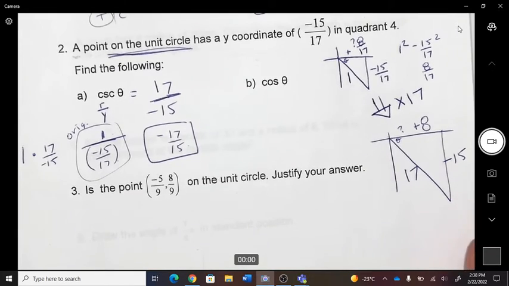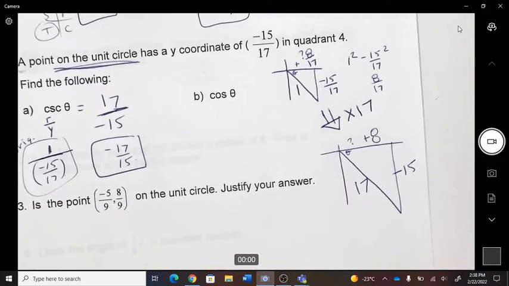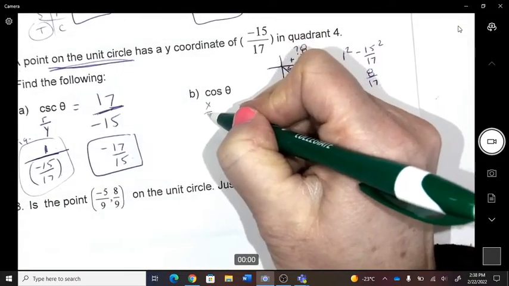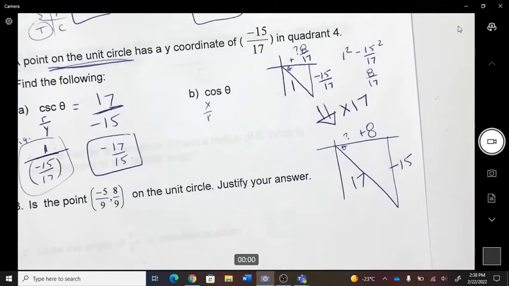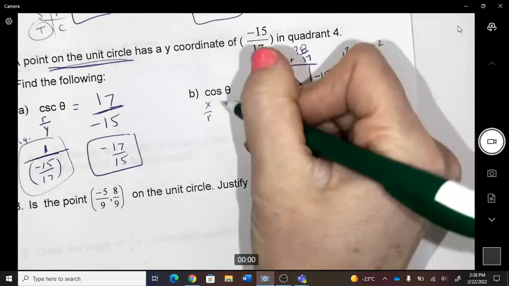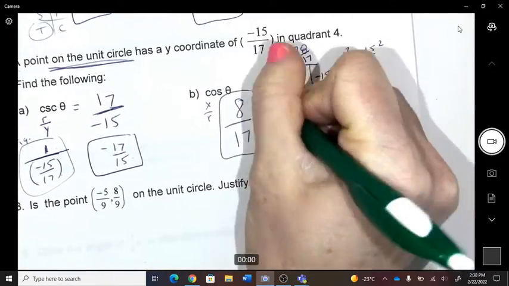Okay. Does that make sense? This is more simplified than that. Cos, so I need cos. Do we know that one? X over r, right? So that would be 8 over 17.